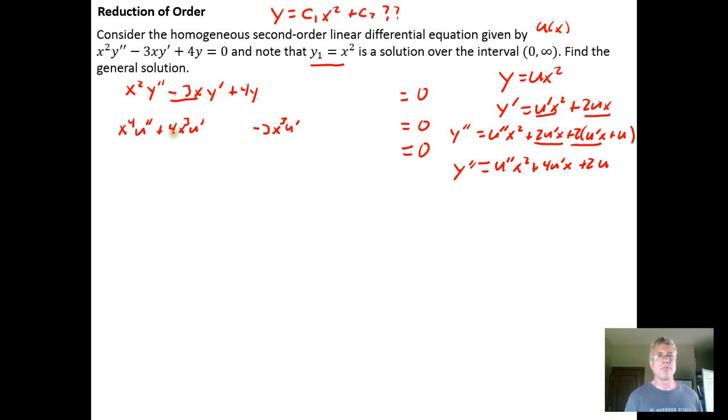And then we can simplify this. 4x cubed u prime minus 3x cubed u prime is just x cubed u prime. And we have x to the fourth u double prime plus that. And what we're shooting for is the form of a linear first degree differential equation that has this form: y prime plus p of x y equals 0 because we have a homogeneous equation here. Possibly a q of x. It would be okay if we wound up with a q of x over here.